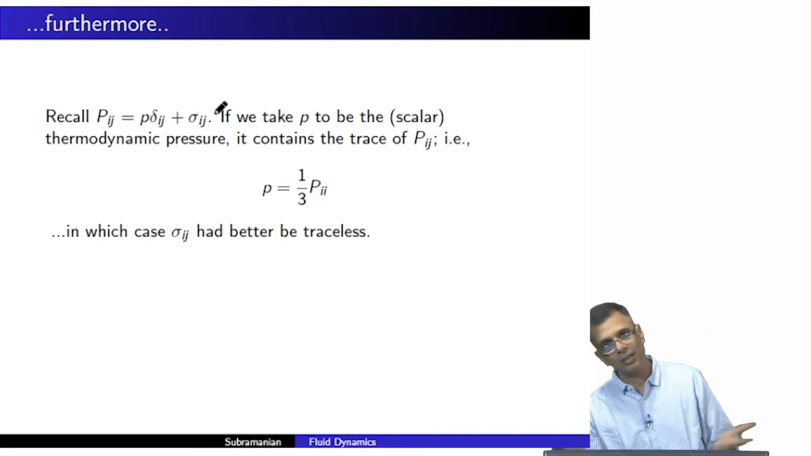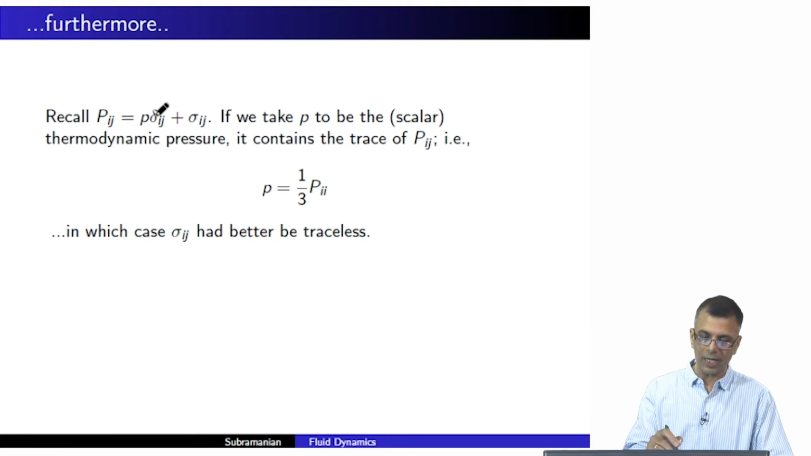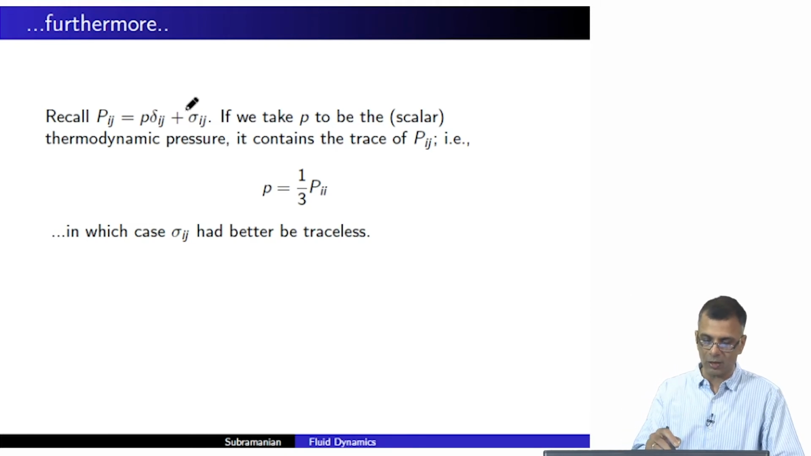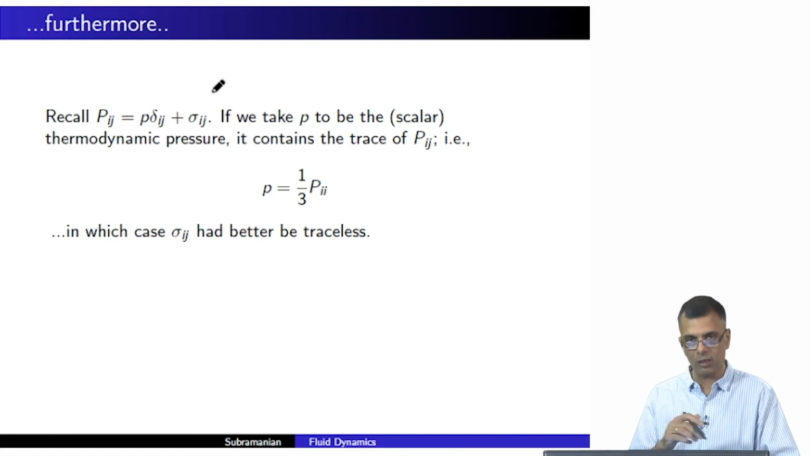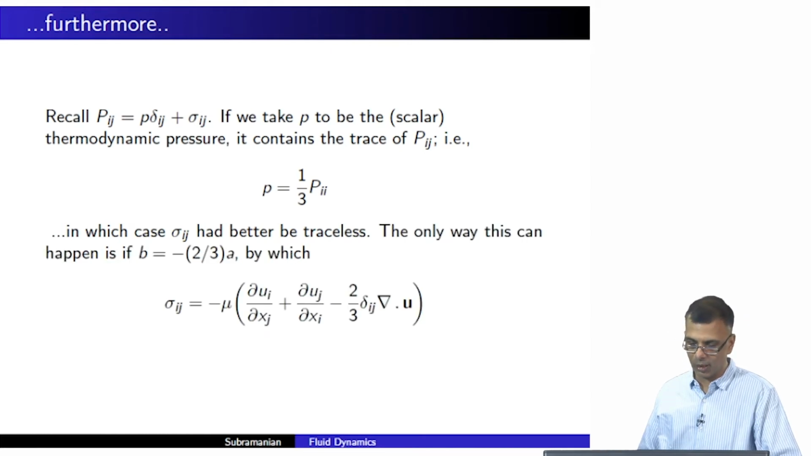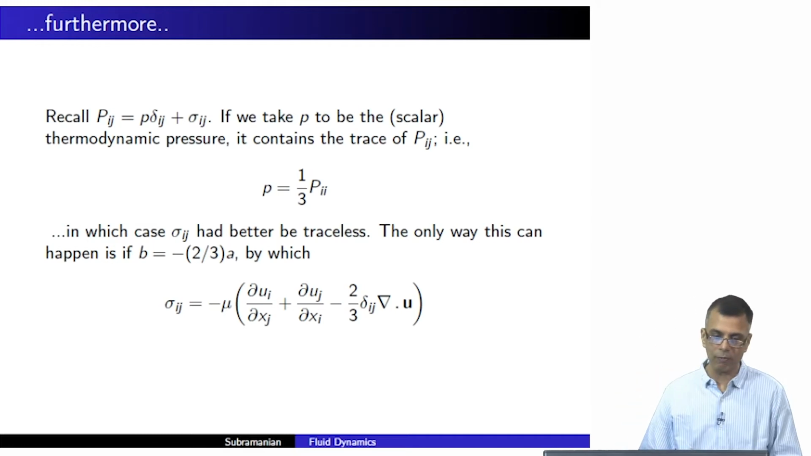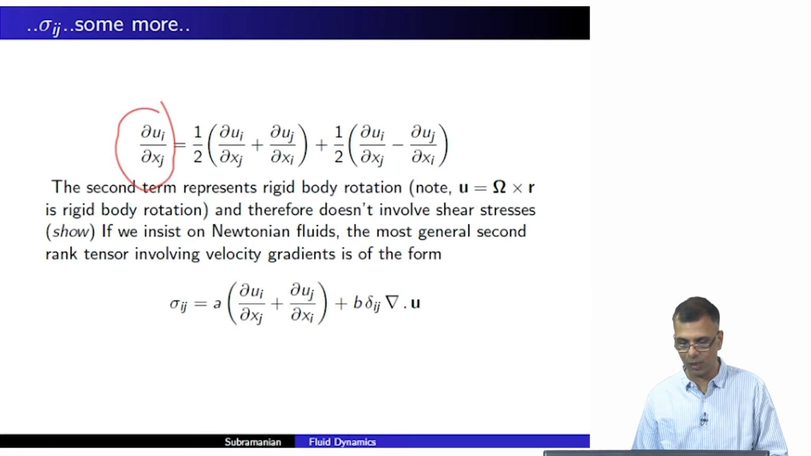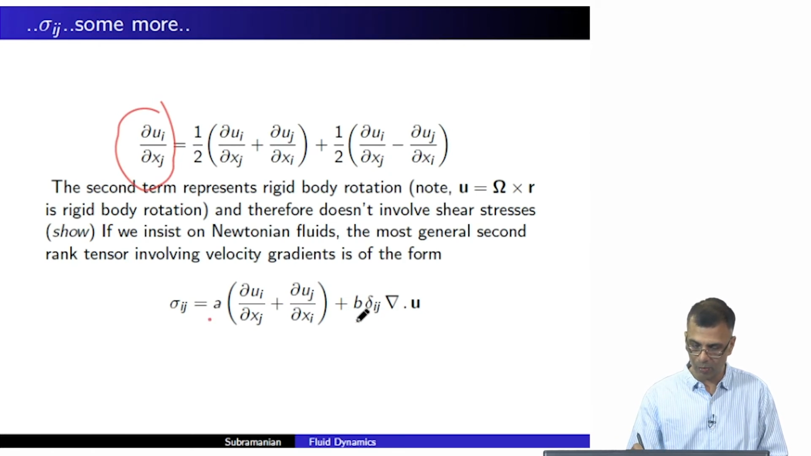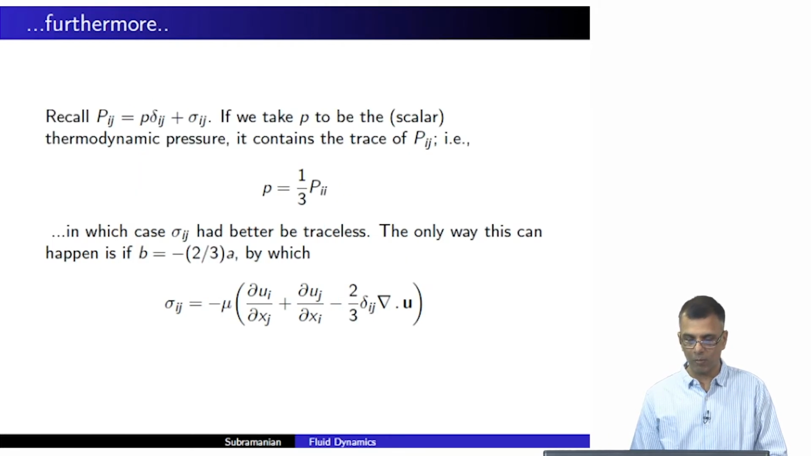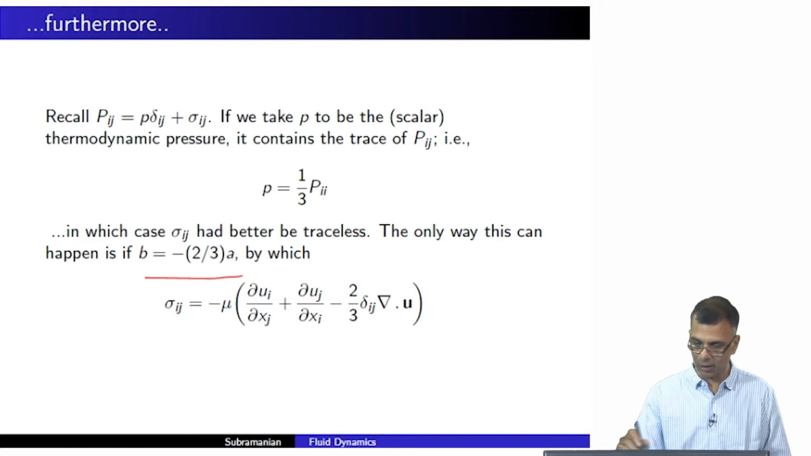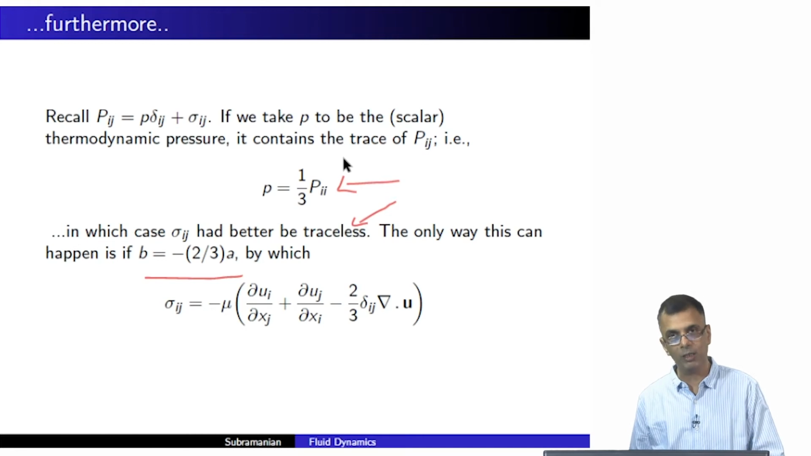In some ways this is obvious. These are the off diagonal elements and these are the diagonal elements. So if you construct a matrix with only the shear terms, it had better not have any diagonal elements at all. It had better be traceless. That's another way of looking at it. And the only way this can happen is if the relation between this A and B that we wrote down here is of the form B equals minus 2/3 A. That's the only way this and this statement can simultaneously be true.